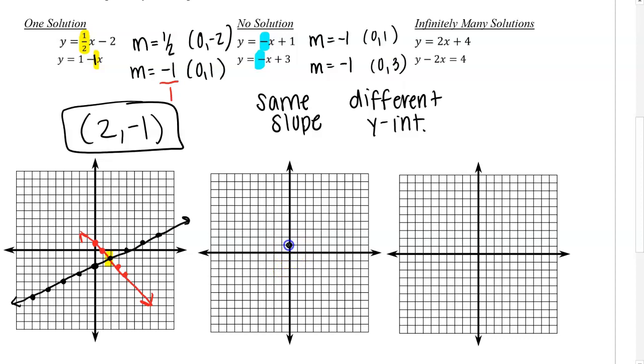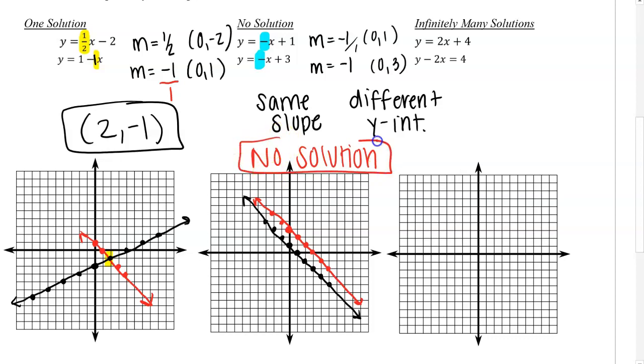So for the first one, I'm going to put the y-intercept at 1. The slope tells me to go down 1 and right 1. And then I'm going to graph the other line in red. It has a y-intercept of 3. And again, the slope is down 1 and right 1. So you should already see that we are creating parallel lines. Parallel lines never intersect, which means that there is no solution to this system of linear equations. Okay, so no solution would be parallel lines. They have to have the same slope but different y-intercepts.